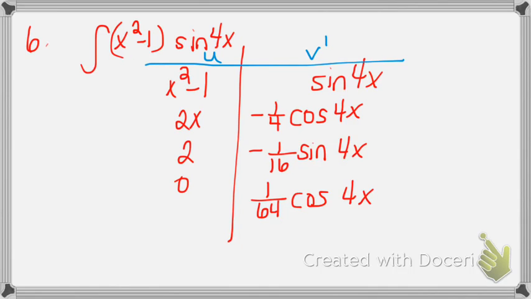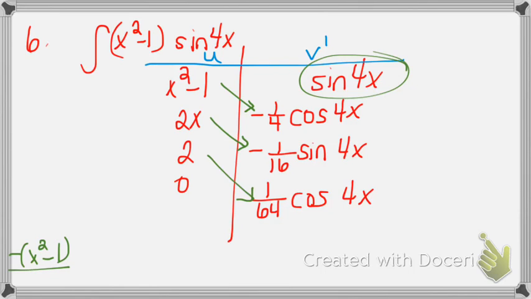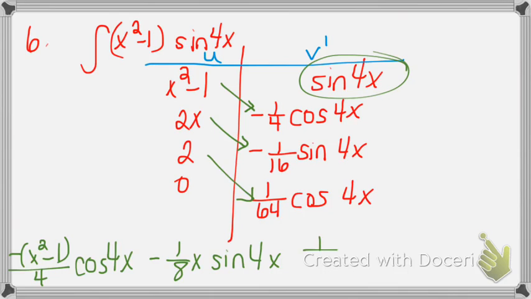Alright, so that multiplies by the next one, so you just skip this first one, you just always skip it. So we have x squared minus 1 over 4 cosine of 4x. Multiply there 2x over 16. Well, that's going to be negative 1/8 x sine of 4x. And then 2 over 64 would be 1 over 32 cosine of 4x.